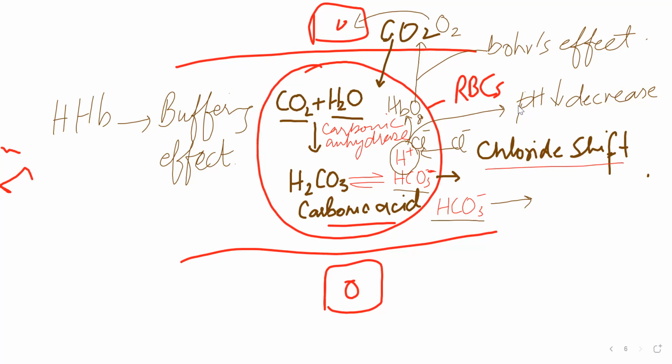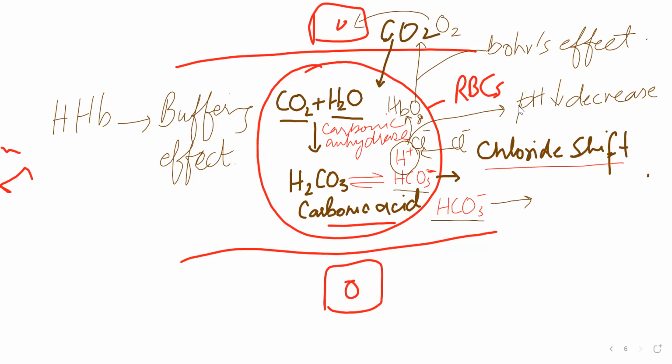Chloride shift is not mentioned here, but yes, when the carbonates come out, the chloride ions go in. And the hydrogen ion that is being released will be accepted by hemoglobin, and this is one of the buffering effects produced by the hemoglobin.